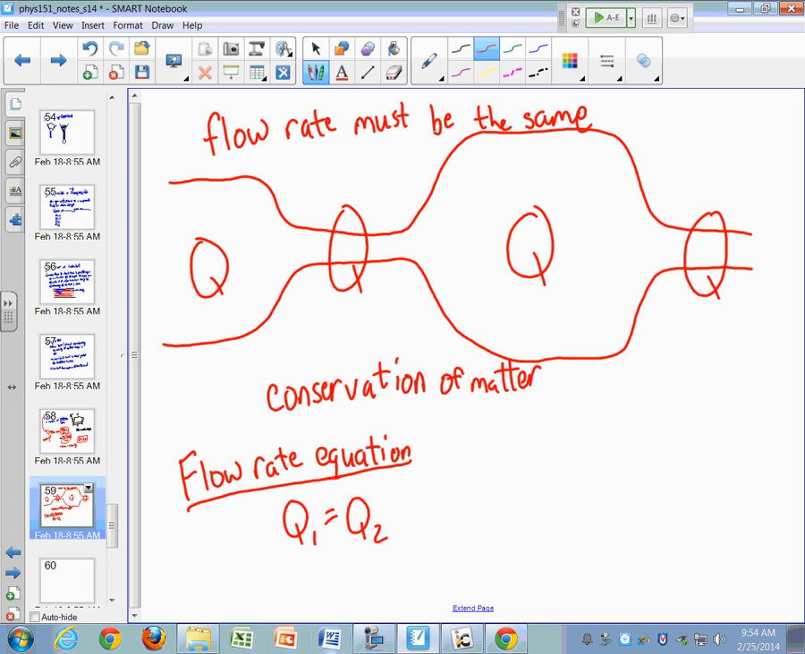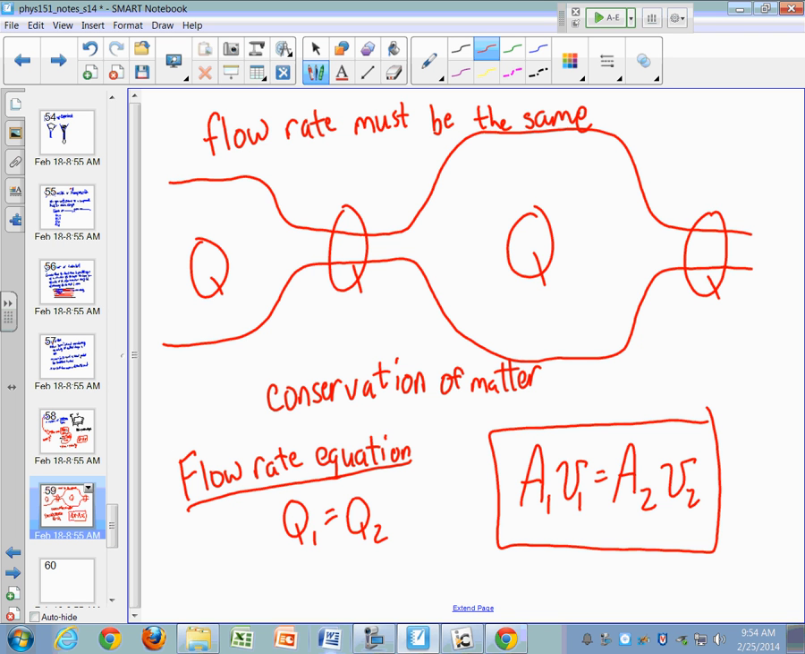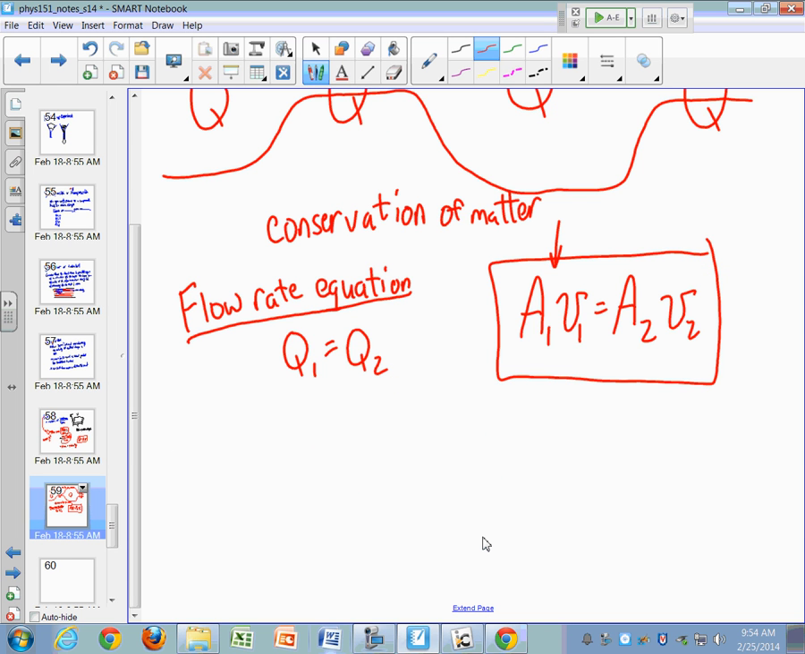And so it becomes useful because you can say my flow rate is just A times V. So A1 V1 equals A2 V2. And this is the flow rate equation. Remember, in the previous slide we had Q as volume over time, and we could change it to be area times speed, or area times velocity. So that is our flow rate equation. And this has a number of implications.